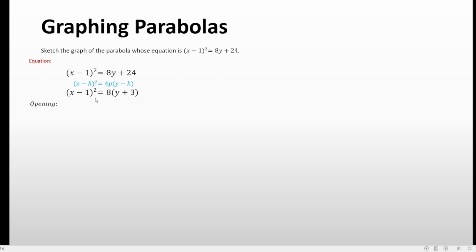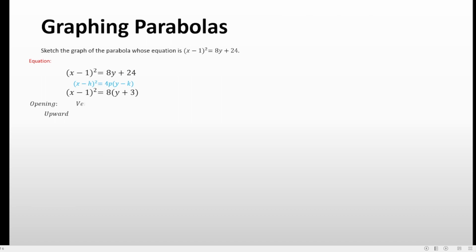So first, you can identify already the opening. As I said, remember, focus on the variable in the degree of 1. And this time, that is the y variable. So the y variable refers to the y-axis, which is vertical. So when we say vertical, the direction is either upwards or downwards. Now, we have here a positive 8, which means 4p is positive. So that means the opening is upward.